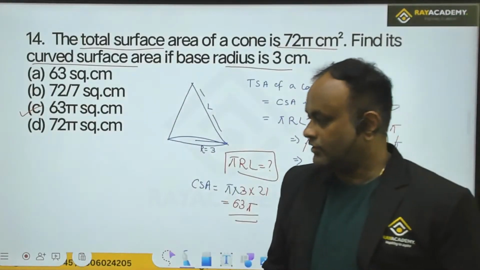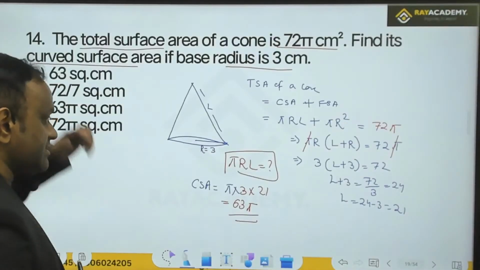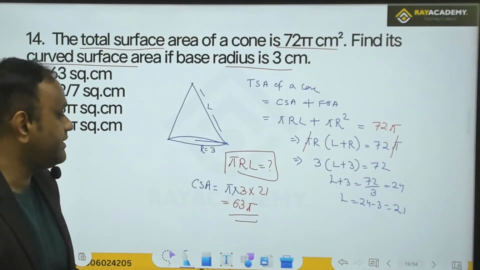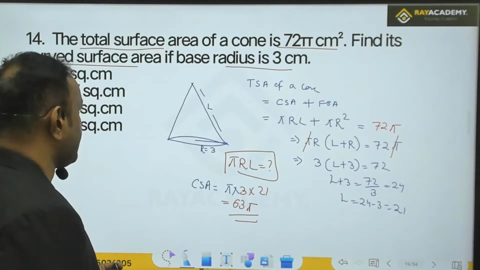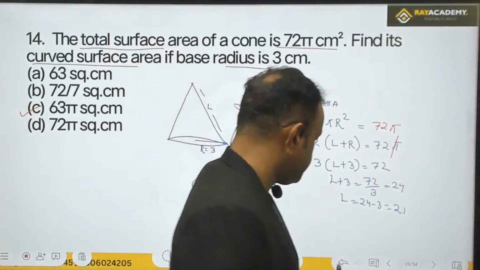Okay, so all online students, hope you are getting it. They have given the total surface area. Find out the value of the slant height, then what is the curved surface area? Directly the formula, that is pi r L. Is it clear, Lakshmipriya? Any doubt? Clear.